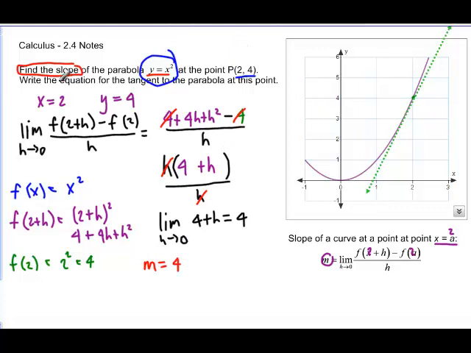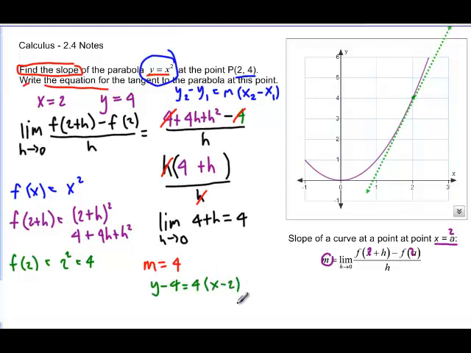Now, then it says, write an equation for a tangent line. And in order to write an equation for a tangent line, we're just going to remember that we have y2 minus y1 equals m times x2 minus x1. And we just substitute in those values. Remember, we already have an x value and a y value. So this is going to be a perfectly acceptable equation for me. We're going to have y minus 4 equals 4 times x minus 2.